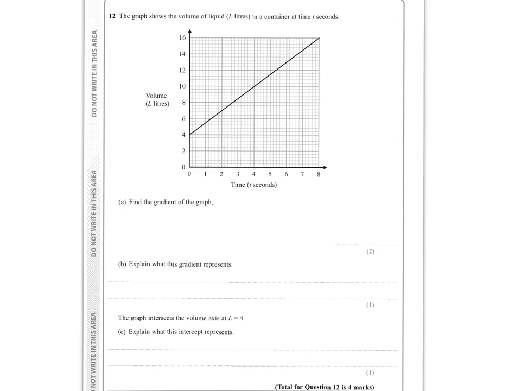Question 12. The graph shows the volume of liquid in a container, and we're asked to find the gradient of the graph. Well, the first thing we can do here is look at how much x changes here. So we've got 8 units across here, and then how far we go up. And that started from 4 up to 16, which was 12. And so the gradient is the change in y over the change in x. So we've got 12 over 8. And on the calculator, that will give you 1.5 or 3 over 2. It's up to you what you write.